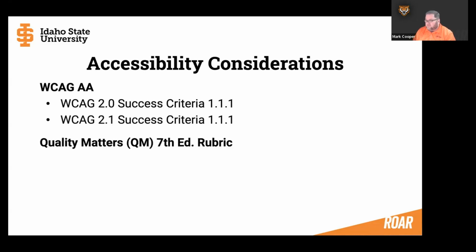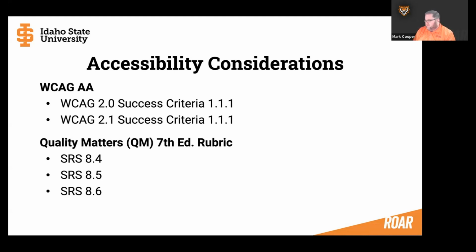There's also some considerations for accessibility within the Quality Matters 7th edition rubric. And if you're familiar with it, it's a set of standards used by Quality Matters to evaluate the quality of online and blended courses. And the General Standard 8 talks about accessibility and usability. It emphasizes that course materials and activities and assessments are designed to be accessible to all learners.